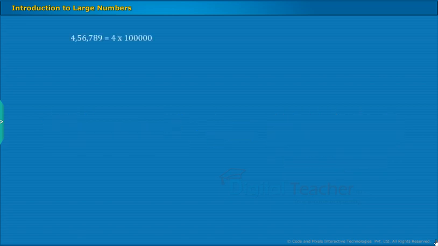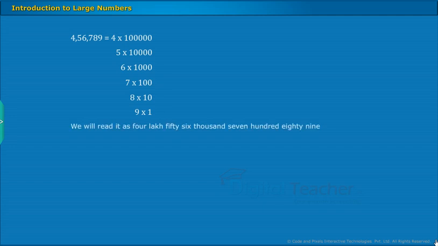Let's take the number 456789. Its expanded form is as shown. We will read it as 4,56,789.